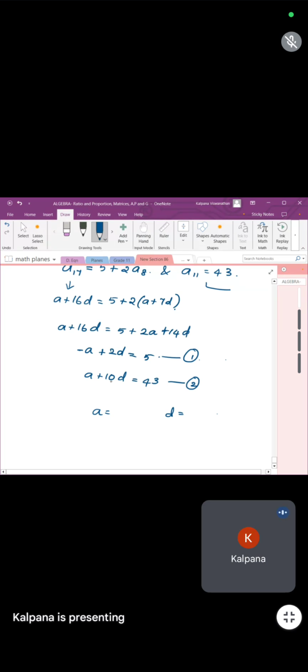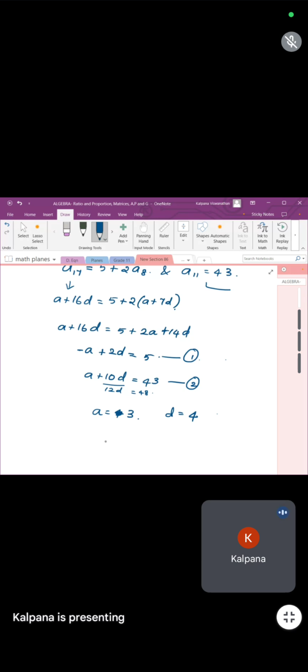So here we are getting 12d equal to 48, so d is 4. Sorry, d is 4. And what is a? For elimination, we already have a negative a and a positive a, so we need not make any changes. a is getting eliminated as it is. So 12d is 48, d is 4. What is a if you substitute? 3. Very good. a is 3, d is 4.